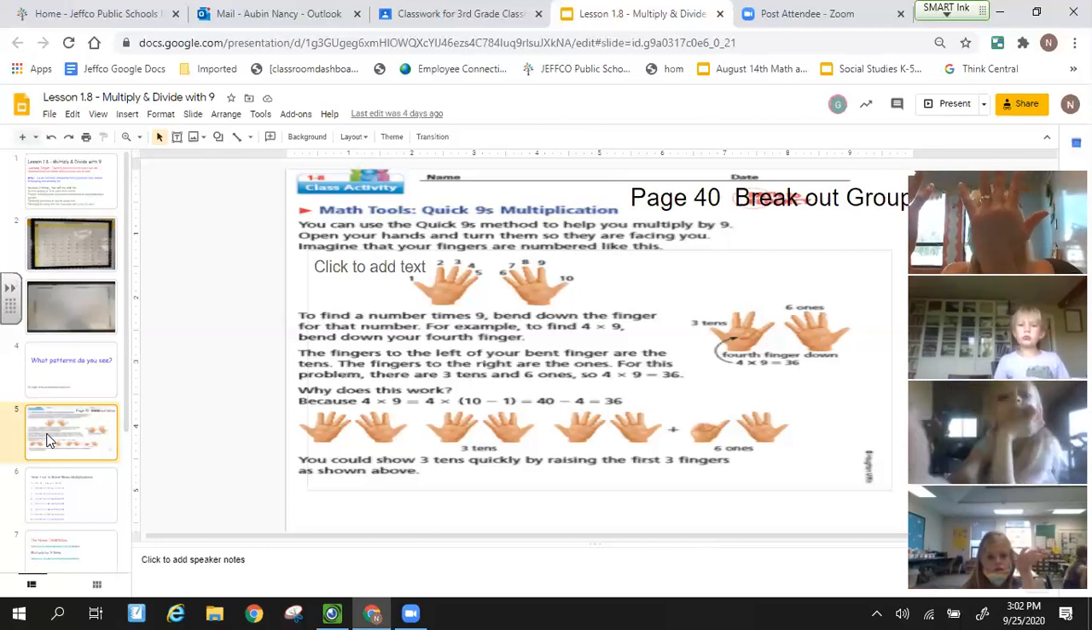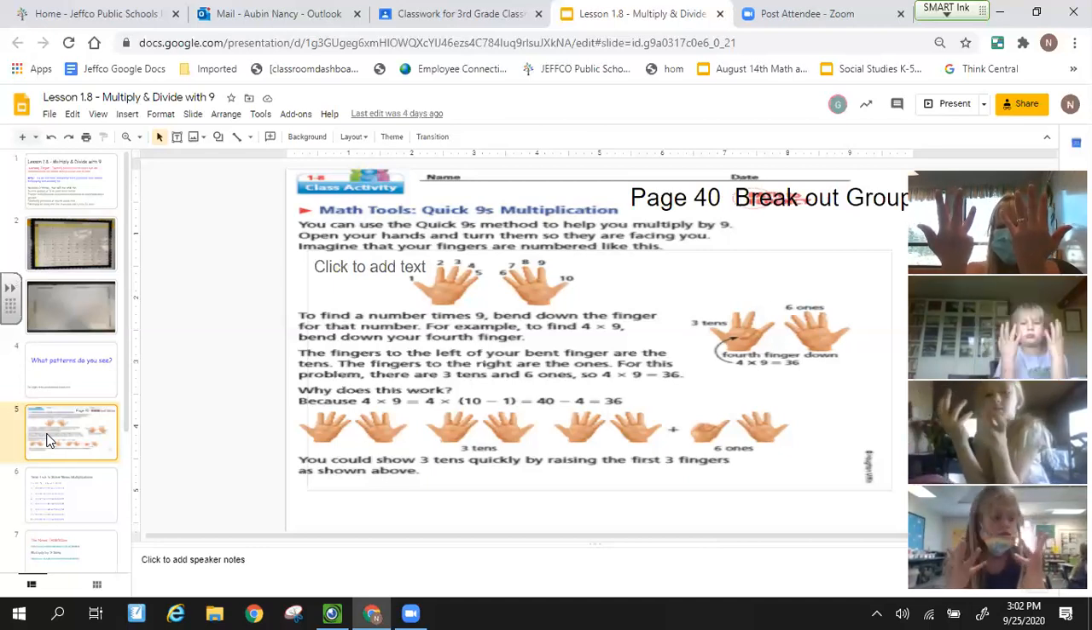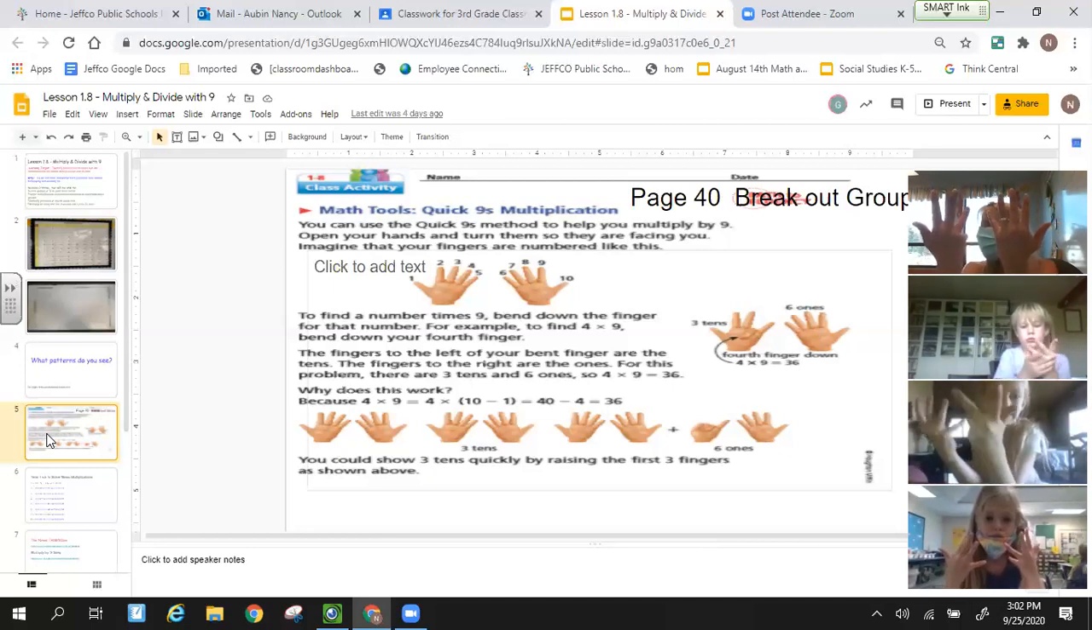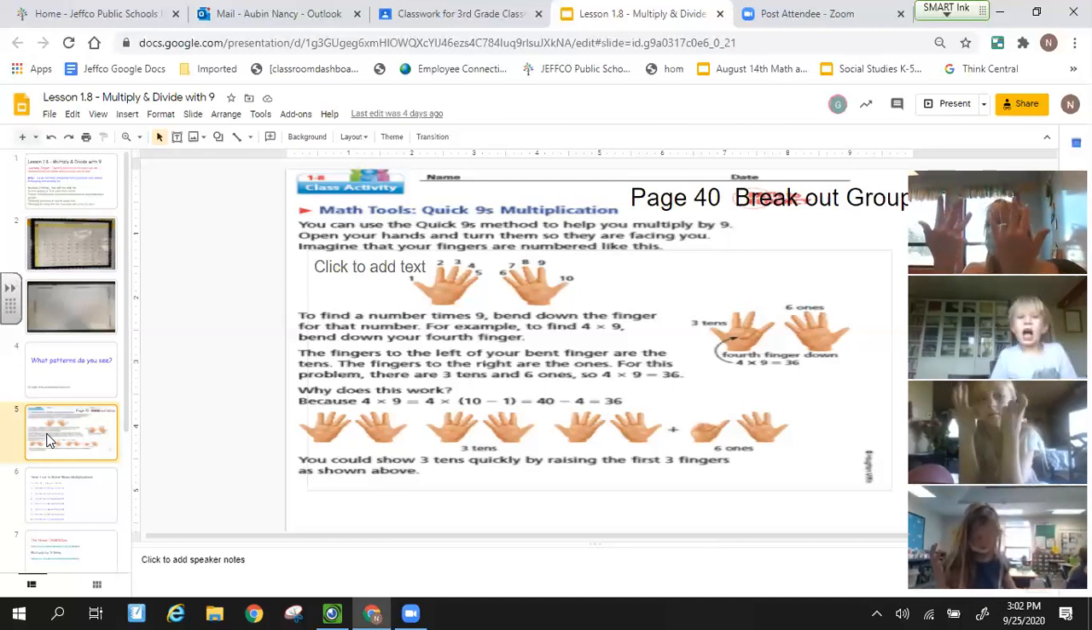Shake them out. Okay, let's try 6 times 9. Put your fingers facing you. 6 times 9. 1, 2, 3, 4, 5, 6. Oh, that one's hard too. Let me see your fingers, Robert. Put your 6th finger down. All right, Lucas, how many fingers are to the left of that 6th finger that's down? How many here? 5. How many are to the right? So what's the answer to 6 times 9? Close. 54.